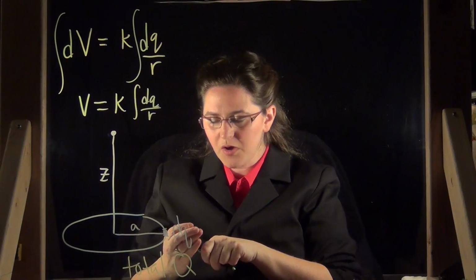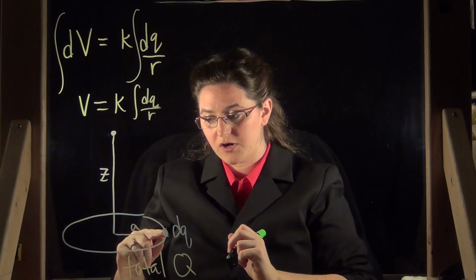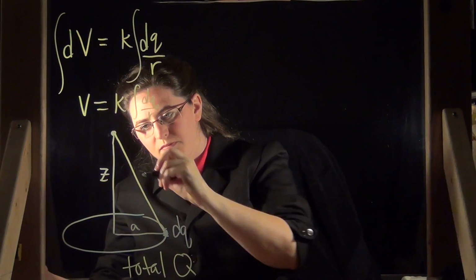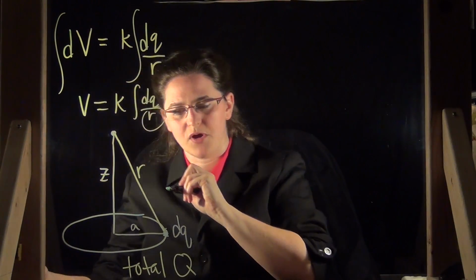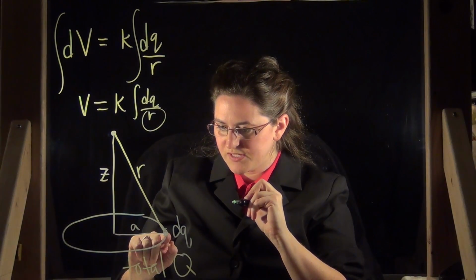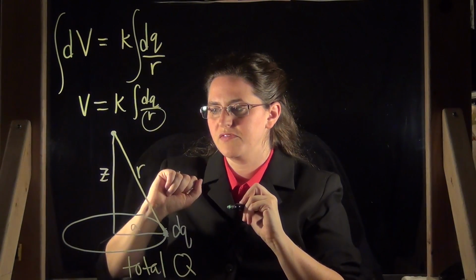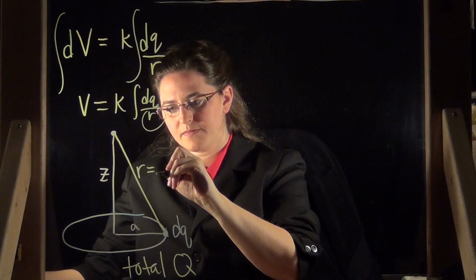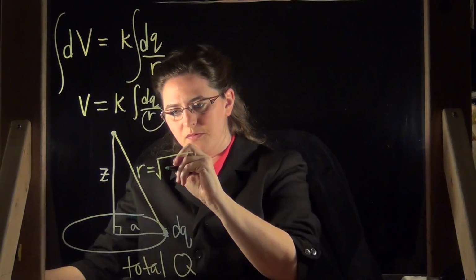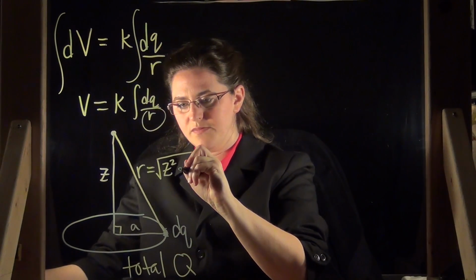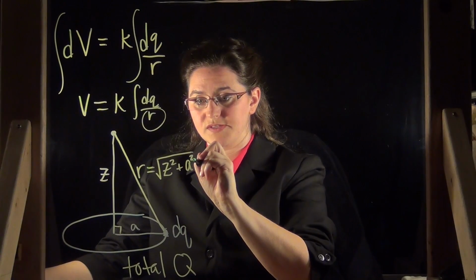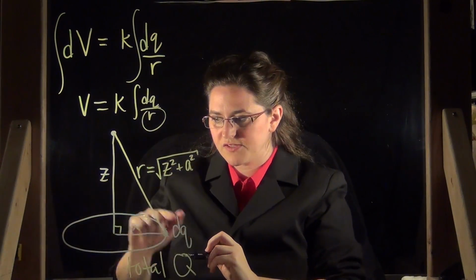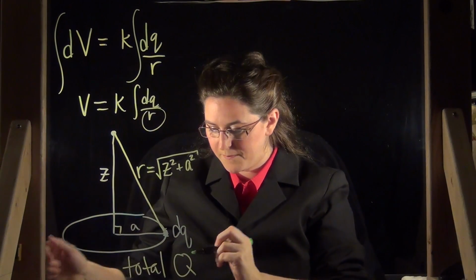So you can see that at all points along the ring, you are a distance, let's call it r, because it's this same r, away from dq to the point where you want to find V. So what is this r? Go ahead and compute that. The square root of z squared plus the radius a squared. At all times, that's the distance r, because it's along this ring of charge. It's not a disk, it's a ring.